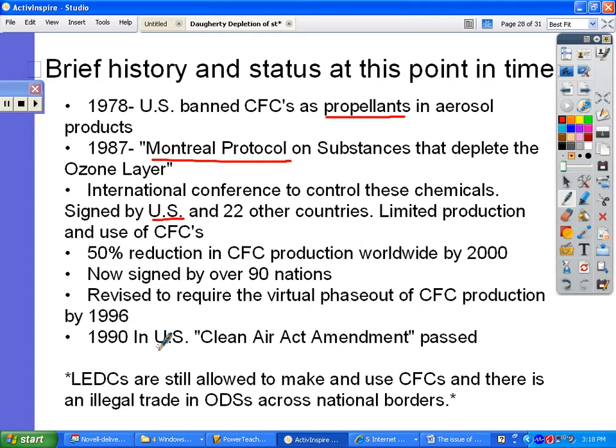And then in 1990, we have the Clean Air Act Amendment, which we've already been talking about, and that has a whole component on ozone depletion. Now, something kind of interesting with this protocol, and we'll talk about this with other laws too, is that there's a little addendum that says your less economically developed countries are still allowed to use and make CFCs because they're developing, they're industrializing, so we kind of give them privileges that other countries don't have. But they also say that there's still an illegal trade of ozone depleting substances across borders. So they're not completely phased out, but we want to get them phased out.